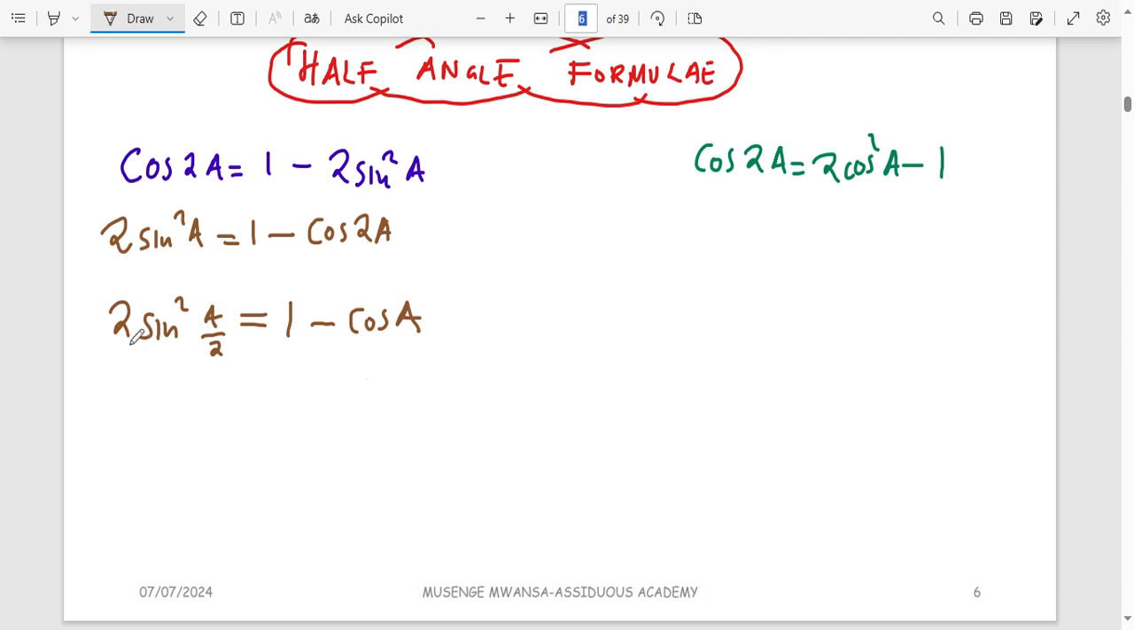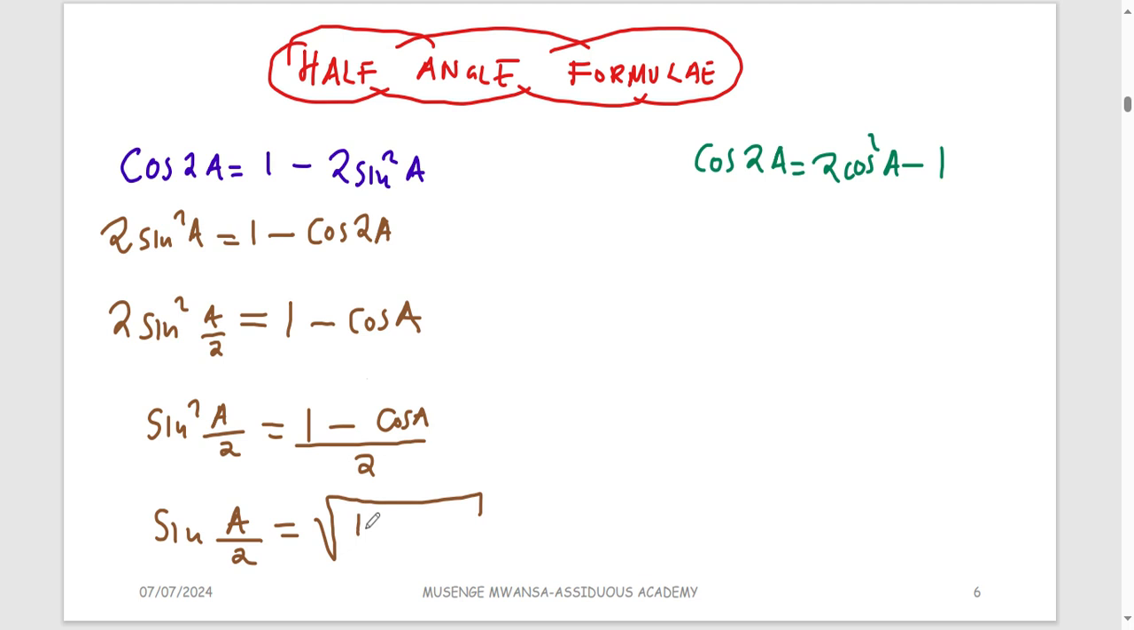At this point, I'm going to divide both sides by 2, so it becomes sine squared A over 2 is equal to 1 minus cos A, everything over 2. I want to do away with the square, so therefore sine of A over 2 is going to be the square root of 1 minus cos A divided by 2. This is the formula that you need to know. Very easy formula, as you can see.